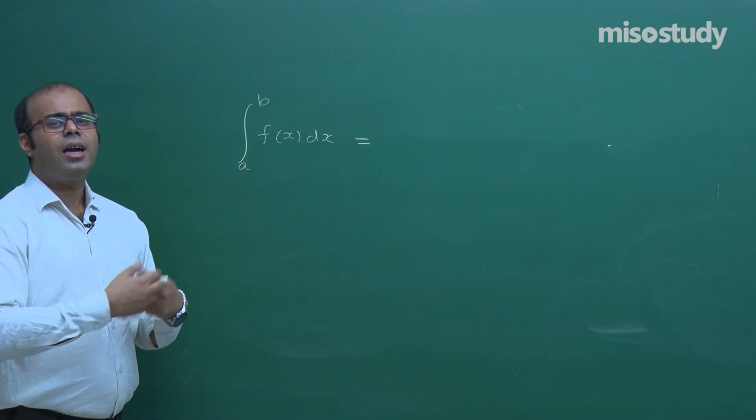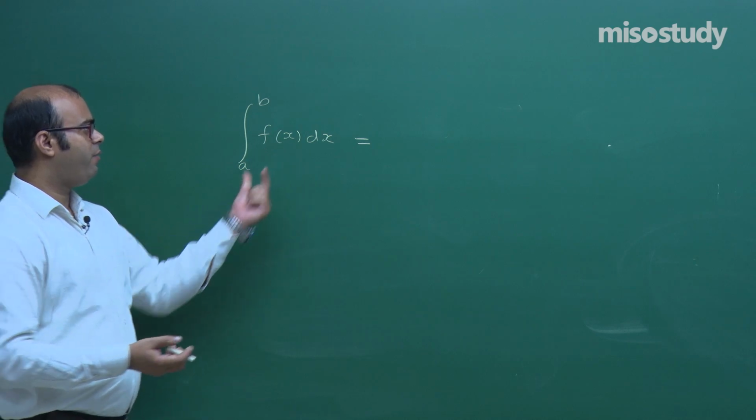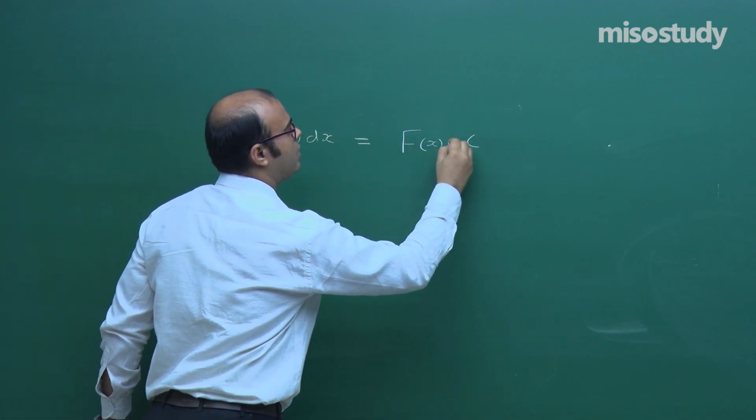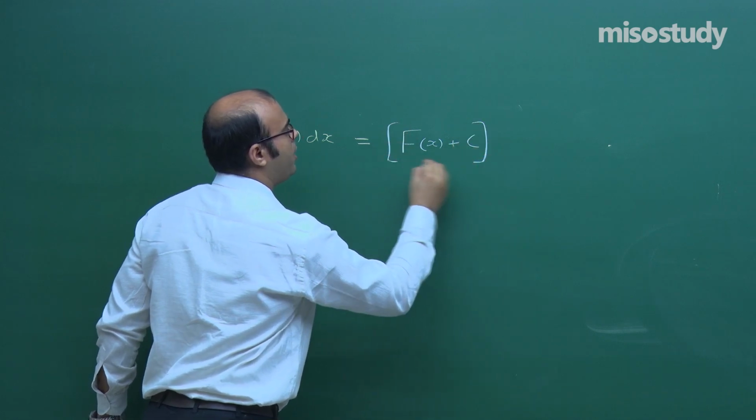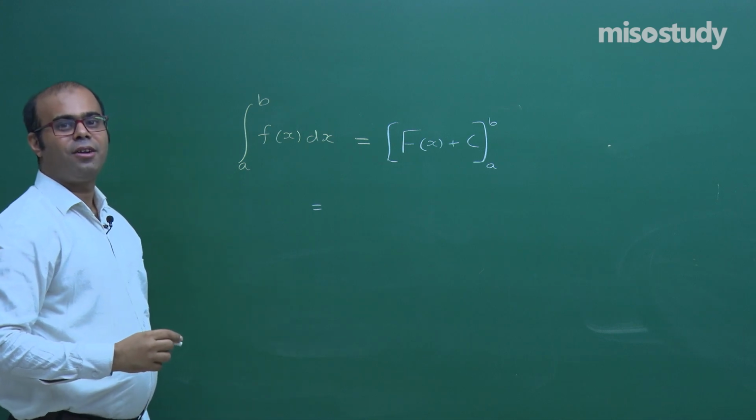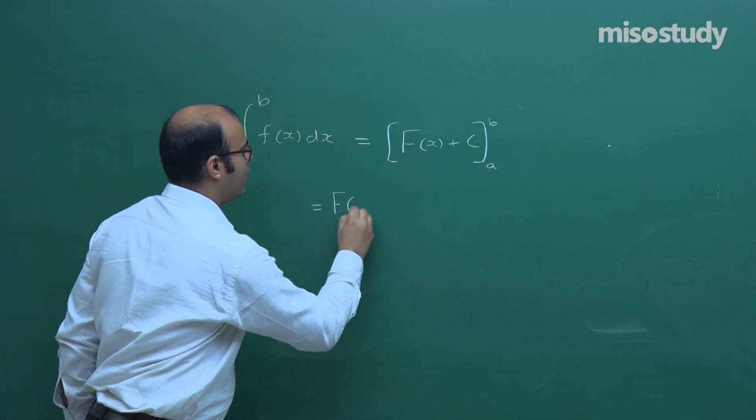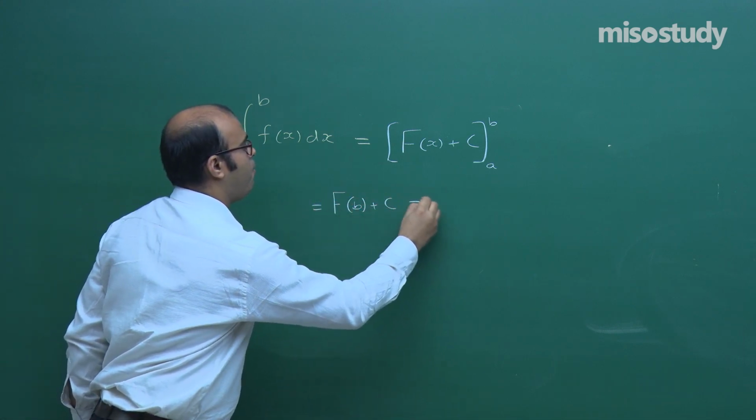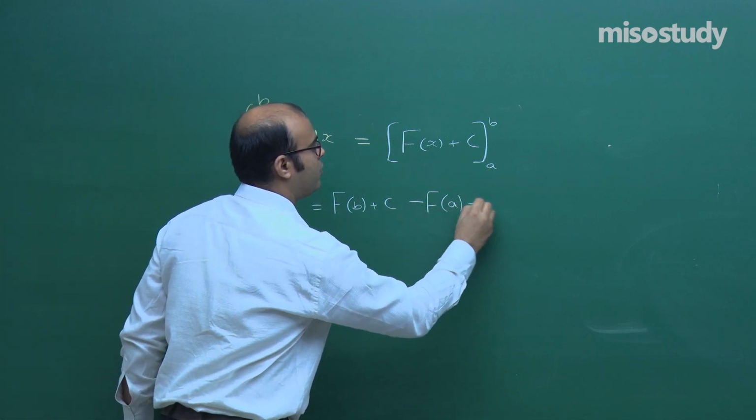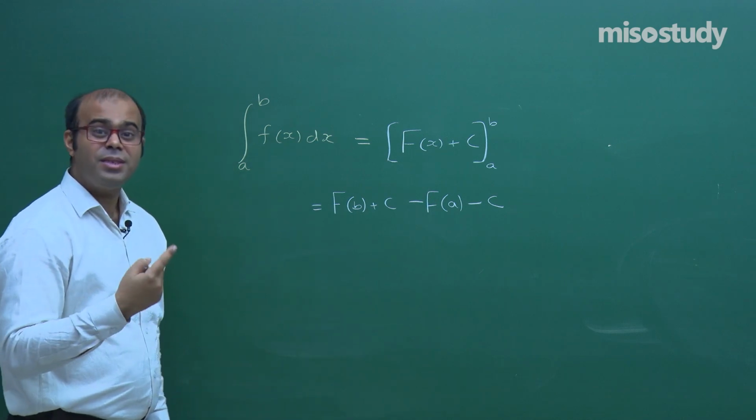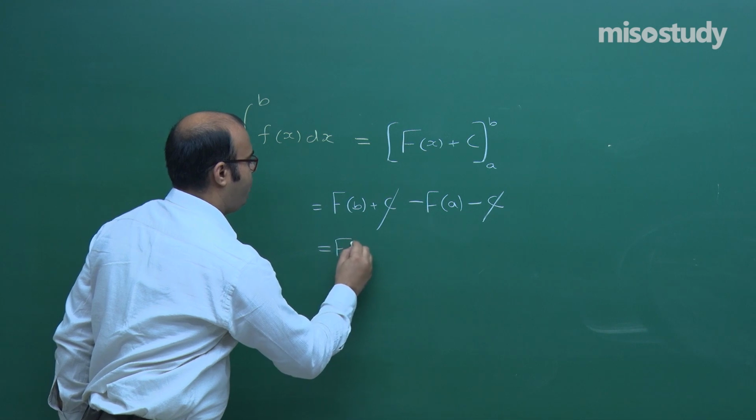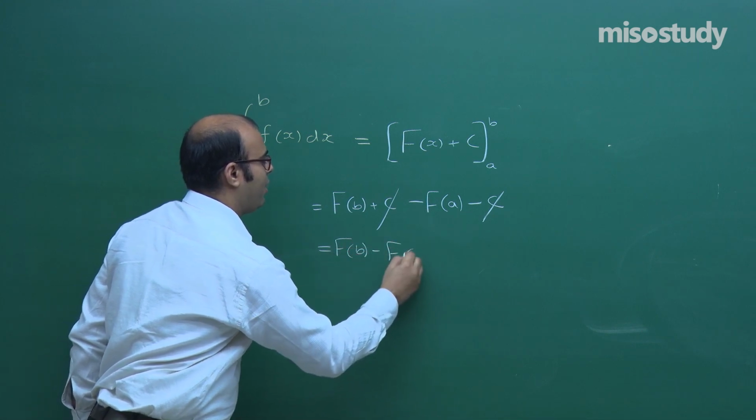Because even if we take a constant of integration, let us suppose fx is integrated to give Fx plus c, and then we put the limits a and b, what will happen? After putting b as the upper limit of x, we will get Fb plus c, minus the lower limit, which will be Fa plus c, so minus c. The lower limit has to be subtracted. So the c will eventually cancel, and you will get Fb minus Fa.